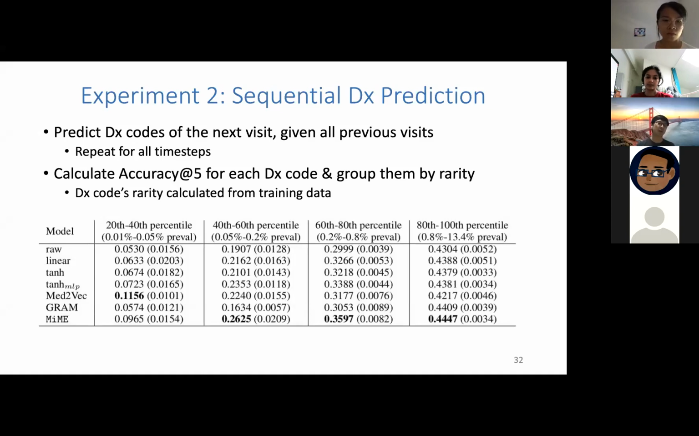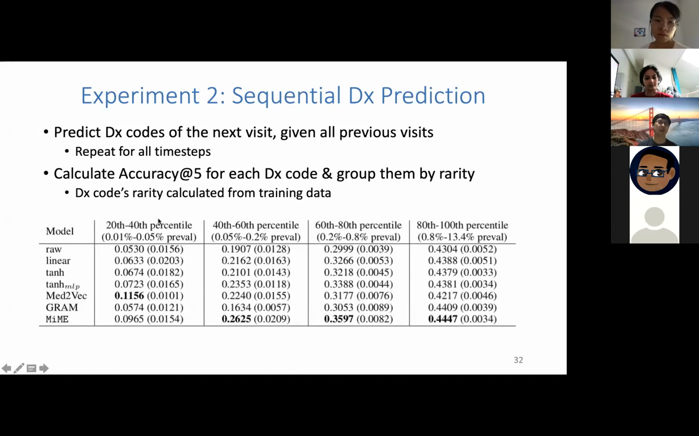So it's just like sequential diagnosis code prediction, just like language modeling, but in a clinical setting. We divided the entire set of diagnosis codes into 4 categories, ranging from really rare ones to very frequent ones. For example, hypertension would be included in this bucket.